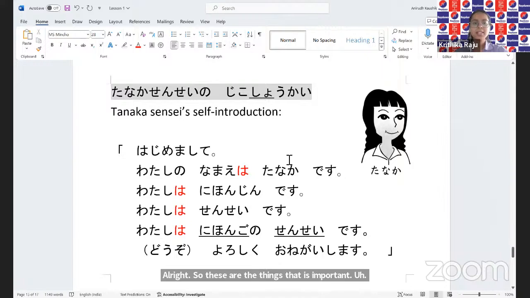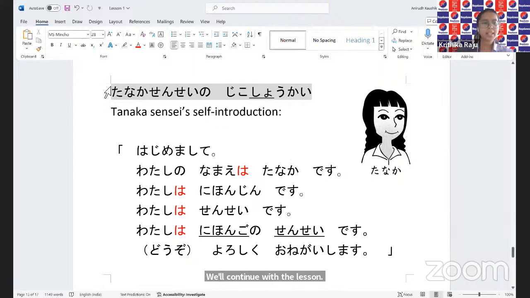Here, Tanaka Sensei's Jiko Shokai. Let's just read this. I won't do any explanation. We'll just read this and then call it a day. We'll continue with the dialogue and the lesson in your next class. Can I have everybody read this title? What does this say?